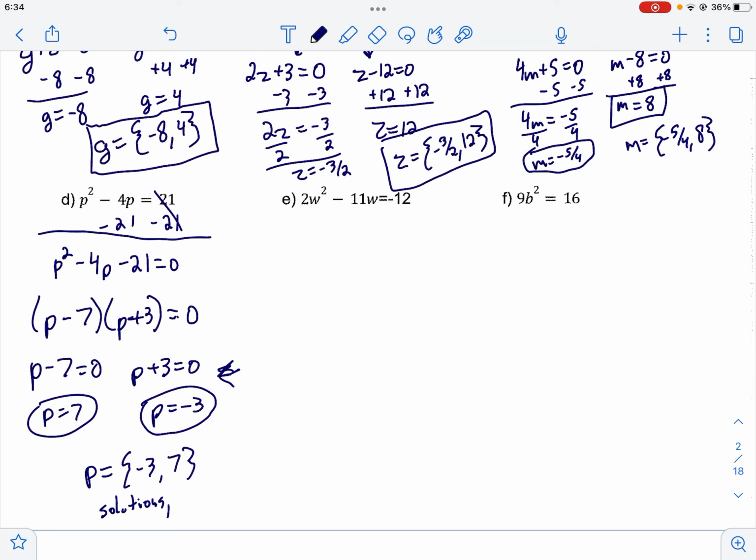Remember, these would be called solutions, roots, zeros, and x-intercepts. All four of those words mean the same thing. Go ahead and try part E and part F, and then come back to check your work.